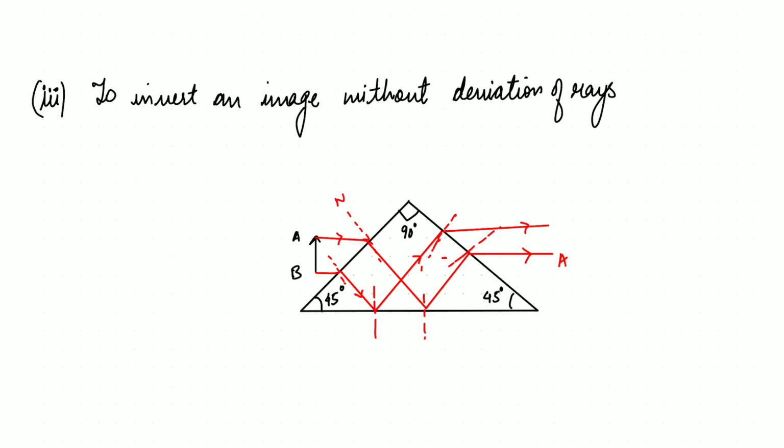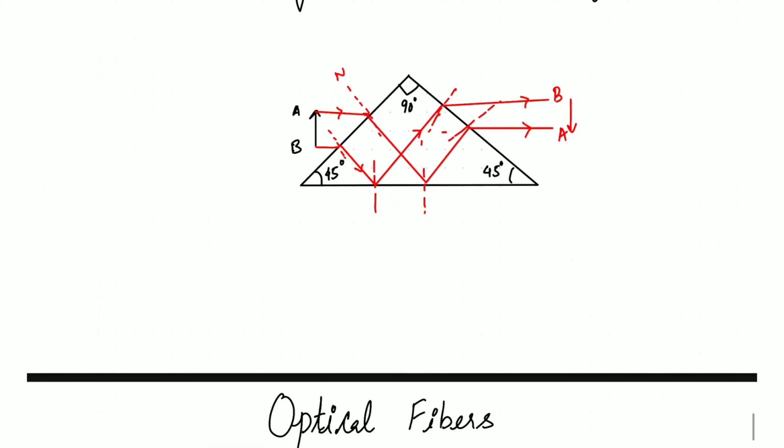Here you have your A, and here you have your B, right? Your image is inverted without deviating your rays. I hope you guys can see that. Is that a yes or no? I hope you guys can understand, right? Okay, great. So this was your third application of total internal reflection.